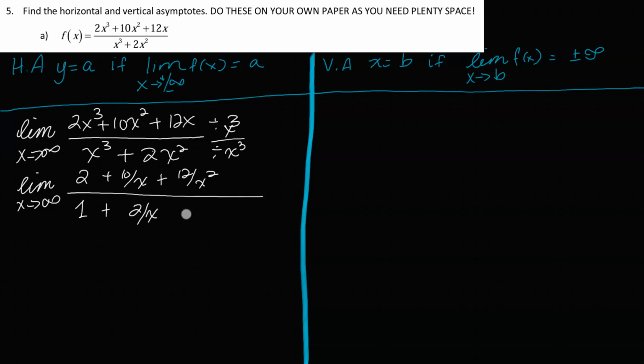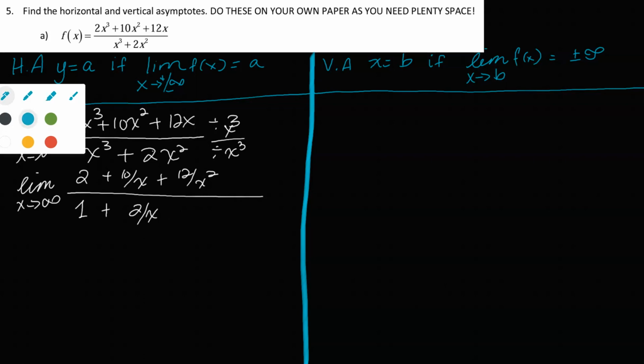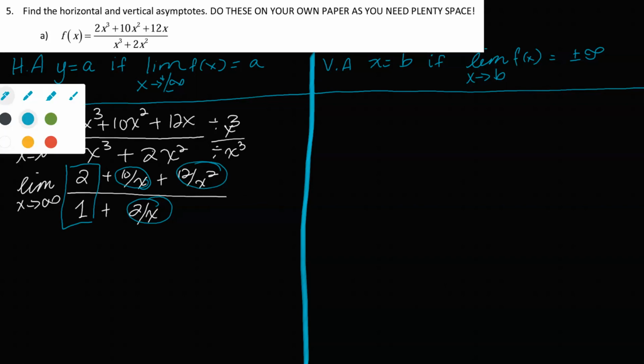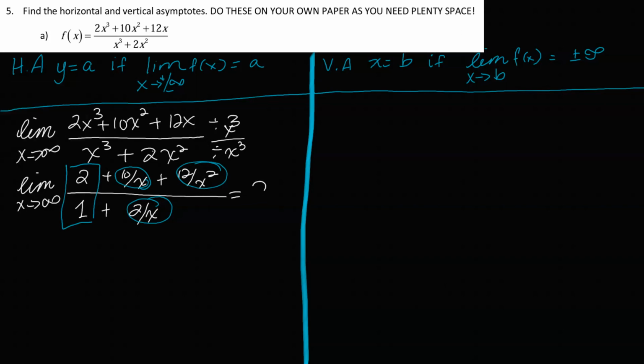That's the only two terms there. So when x goes to infinity, this goes to 0, this goes to 0, this goes to 0, so that leaves us with 2. So then we would say the horizontal asymptote is y equals 2.